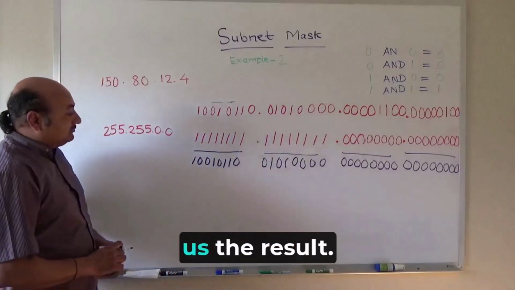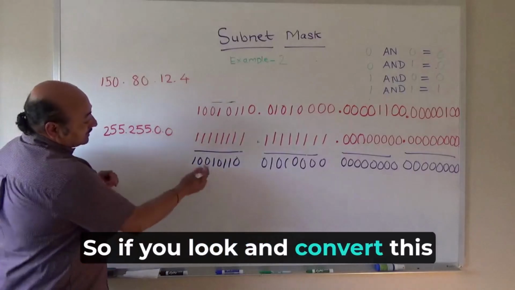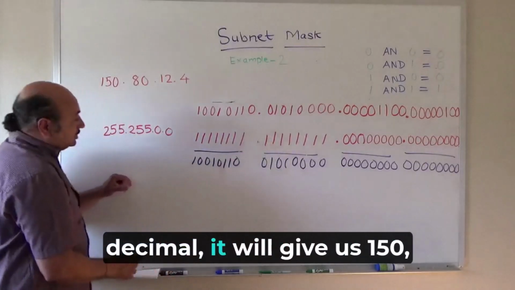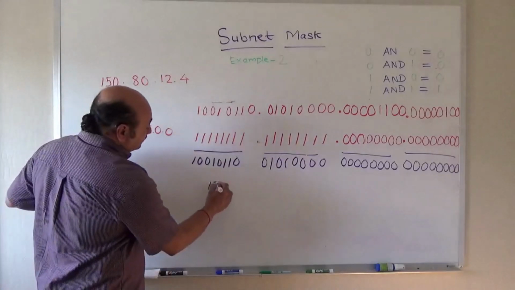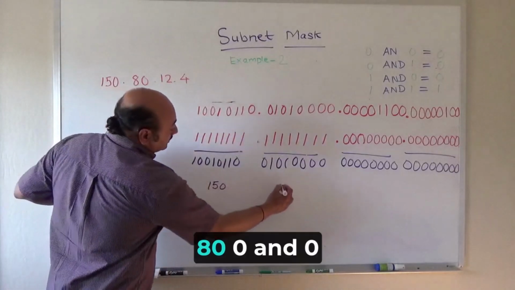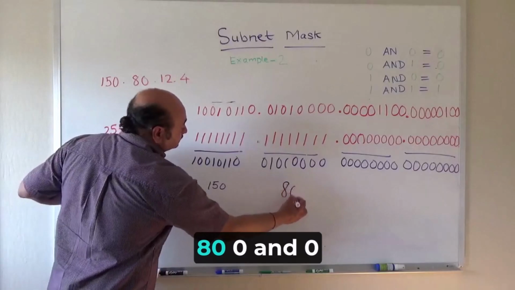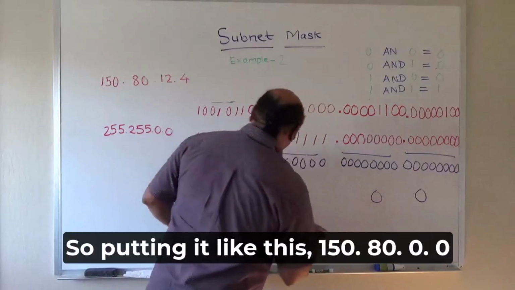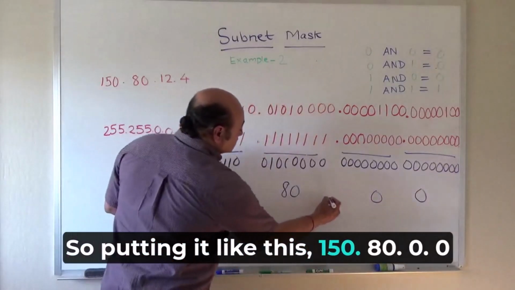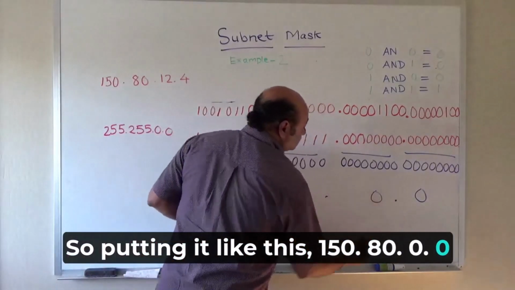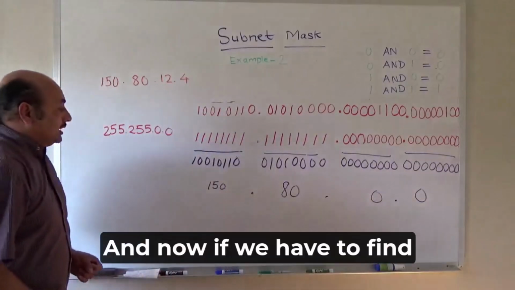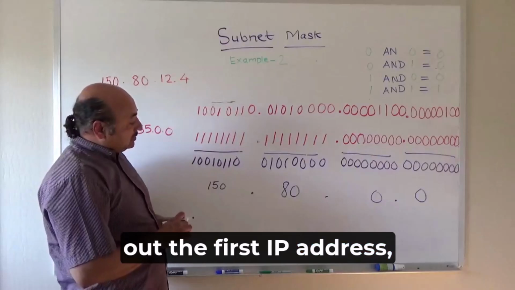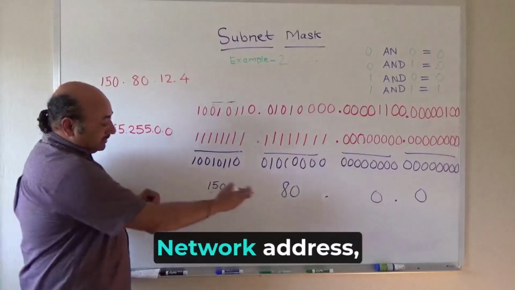Okay, so this is how the bitwise AND operation has given us the result. So if you look and convert this binary value back into decimal, it will give us 150, 80, 0, 0. So putting it like this, 150.80.0.0.